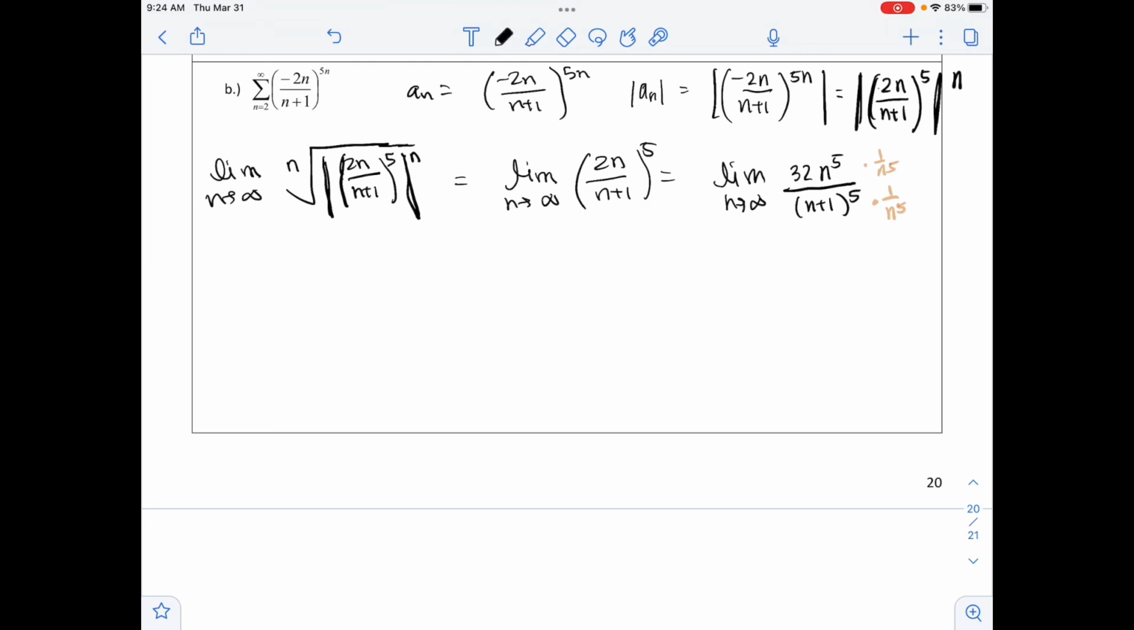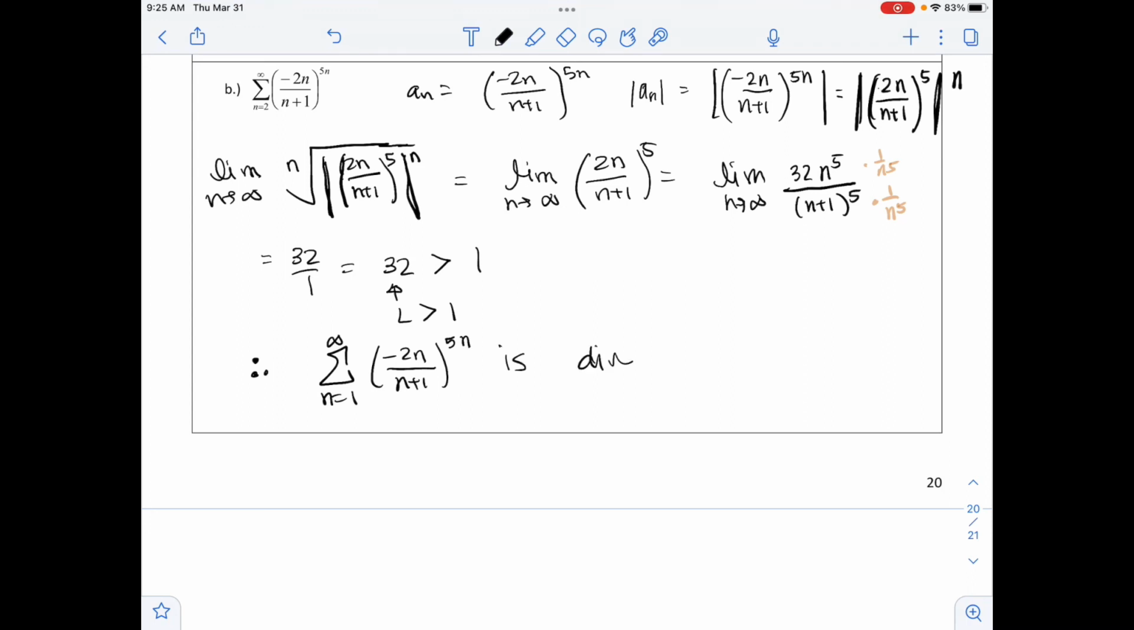And so this would just be equal to, and the numerator would be 32, so 32 over 1, or just 32, which is greater than 1. And since this is our L value, which is greater than 1, looking up above, if L is greater than 1, then we know that the series is going to be divergent. So therefore, the sum from n equals 1 to infinity of negative 2n over n plus 1 raised to the 5n is divergent by the root test.